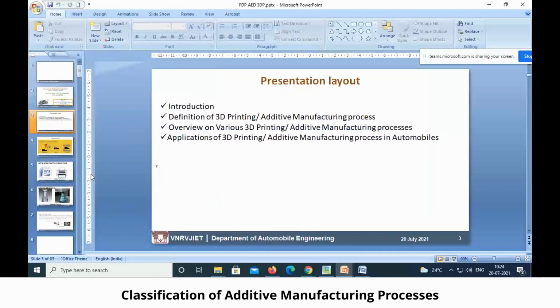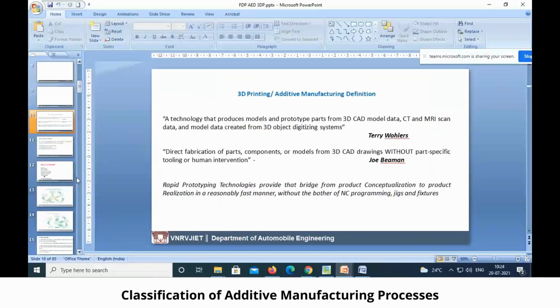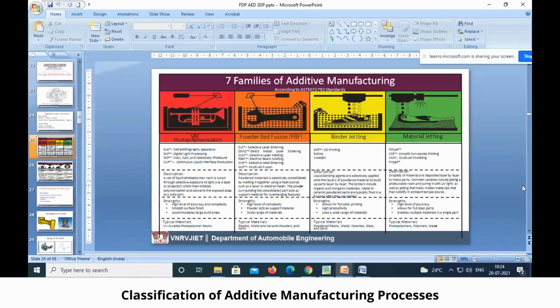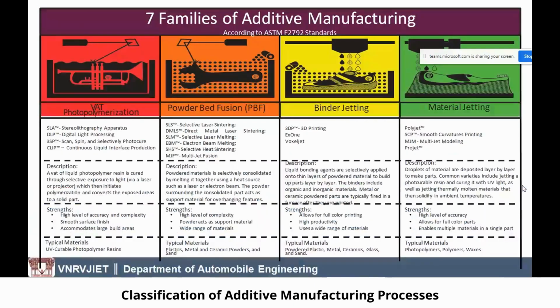This is a consolidated sheet of all the manufacturing processes. Whatever we have discussed is consolidated here, all these 7 processes in a single slide. The additive manufacturing process or 3D printing process is classified into seven processes, and that is why it is a standard one, because it is given by ASTM.